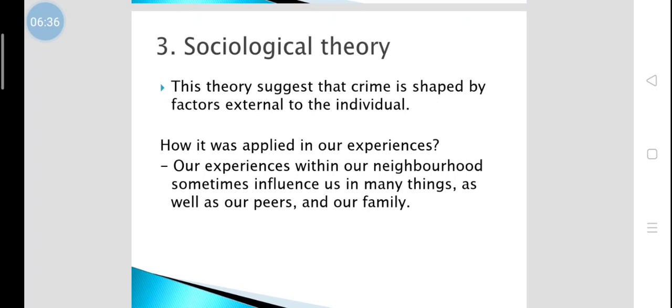This theory suggests that crime is shaped by factors external to the individual. How was it possible in our experiences? Our experiences within our neighborhood sometimes influence us in many things, as well as our peers and our family. So always remember, ladies and gentlemen, that discipline starts at home. Always bear that in mind.